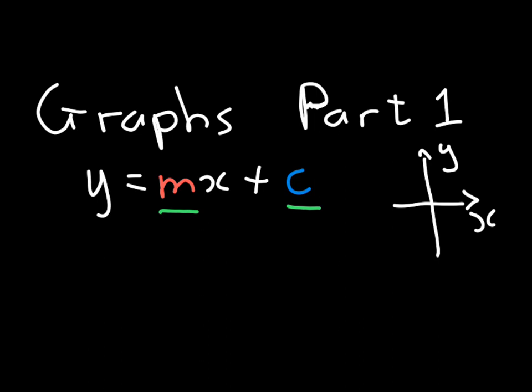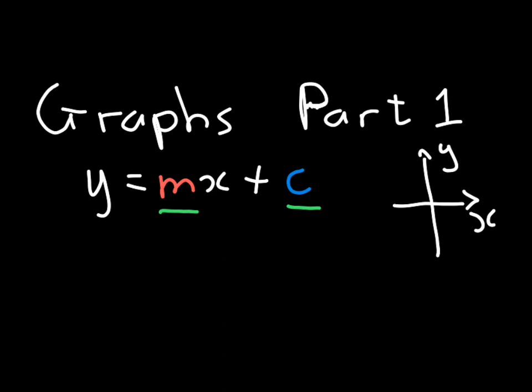M refers to the gradient of the line, which tells us how steep the line is. So if our value for m was high, we would have a rather steep graph, which would look like that, whereas if we had a small value for m, you would see the graph would look something more like that, obviously not as steep.